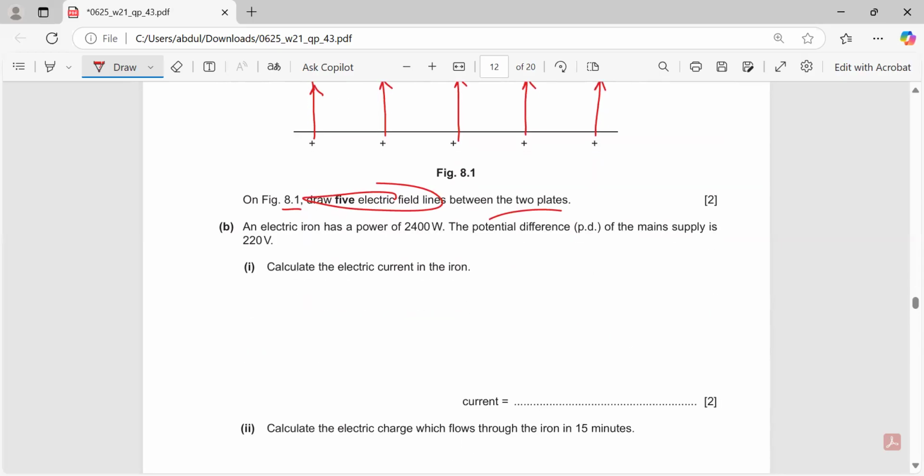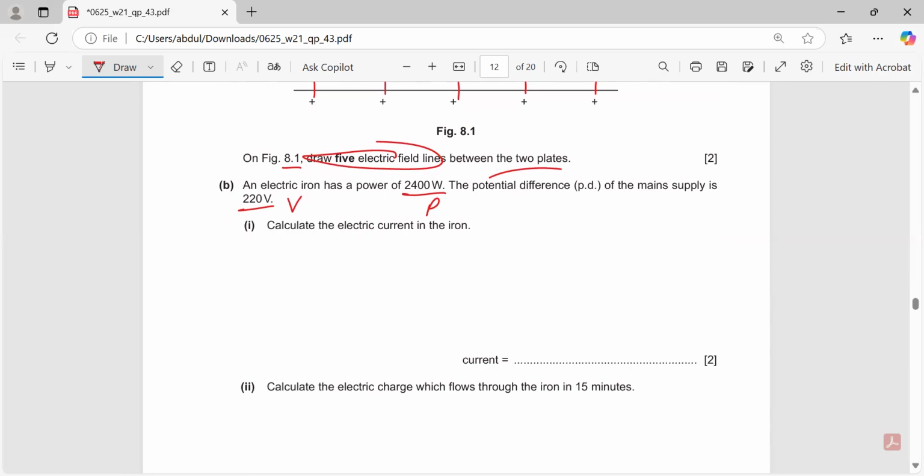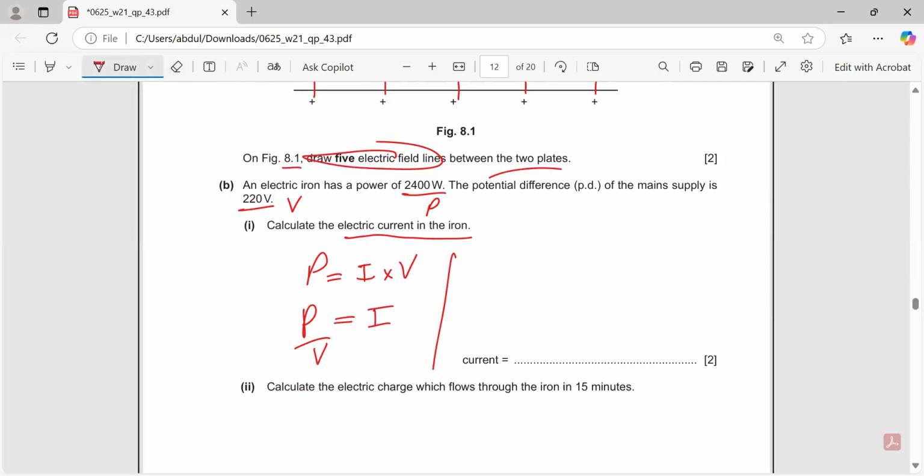Now, an electric iron has a power of 2400 watt. The potential difference of the main supply is 220 volt. Calculate the electric current in the iron. Remember, my dear friends, that nowadays 70% plus, we are calculating the value of current by the formula of electrical power. P is equal to IV. Current will be equal to power over voltage. So I is equal to 2400 over 220.